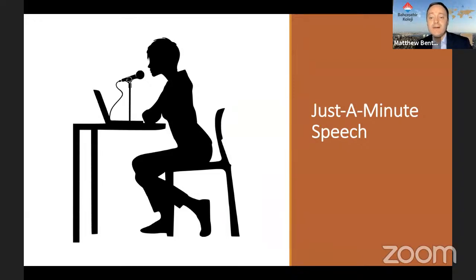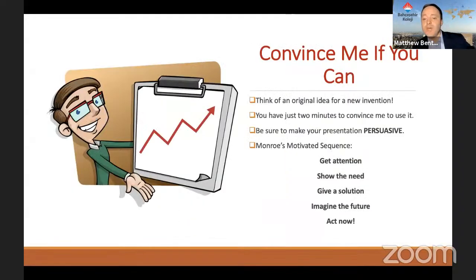One activity I love to do is convince me if you can. You can do this many ways, but it's something students can do in a short activity, and all students would have a chance to speak. You can get them in groups or pairs and get them to plan it first if you'd like, but you're getting them to think of an original idea for an invention or a product. You're then giving them 2 minutes to convince me to use it. Make sure you make your presentation persuasive.